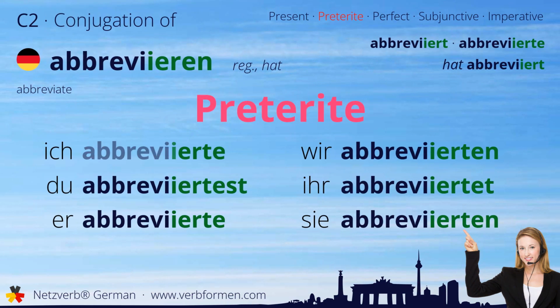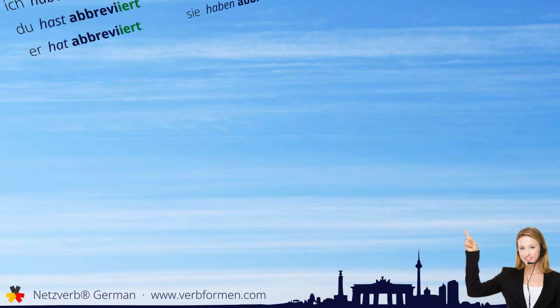Ich abbreviierte. Du abbreviiertest. Er abbreviierte. Wir abbreviierten. Ihr abbreviiertet. Sie abbreviierten. Let's continue with the present perfect.